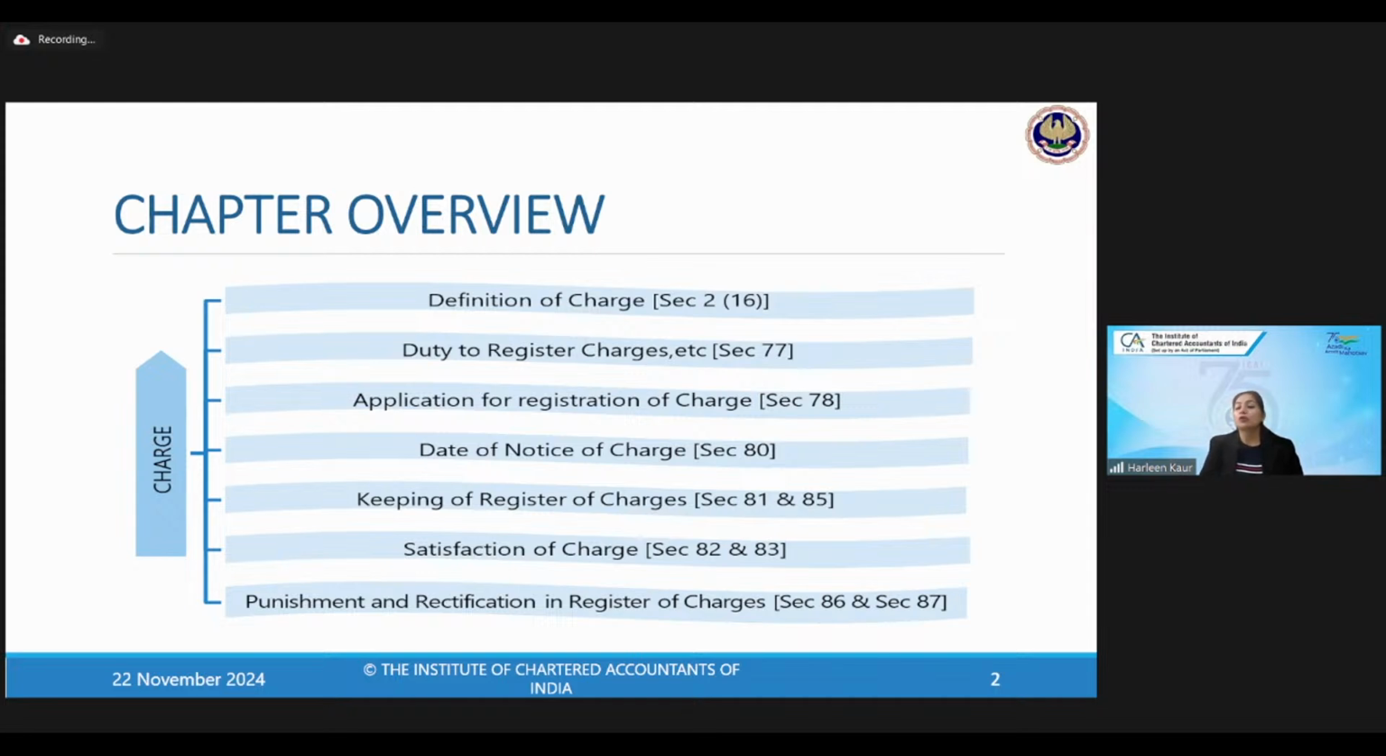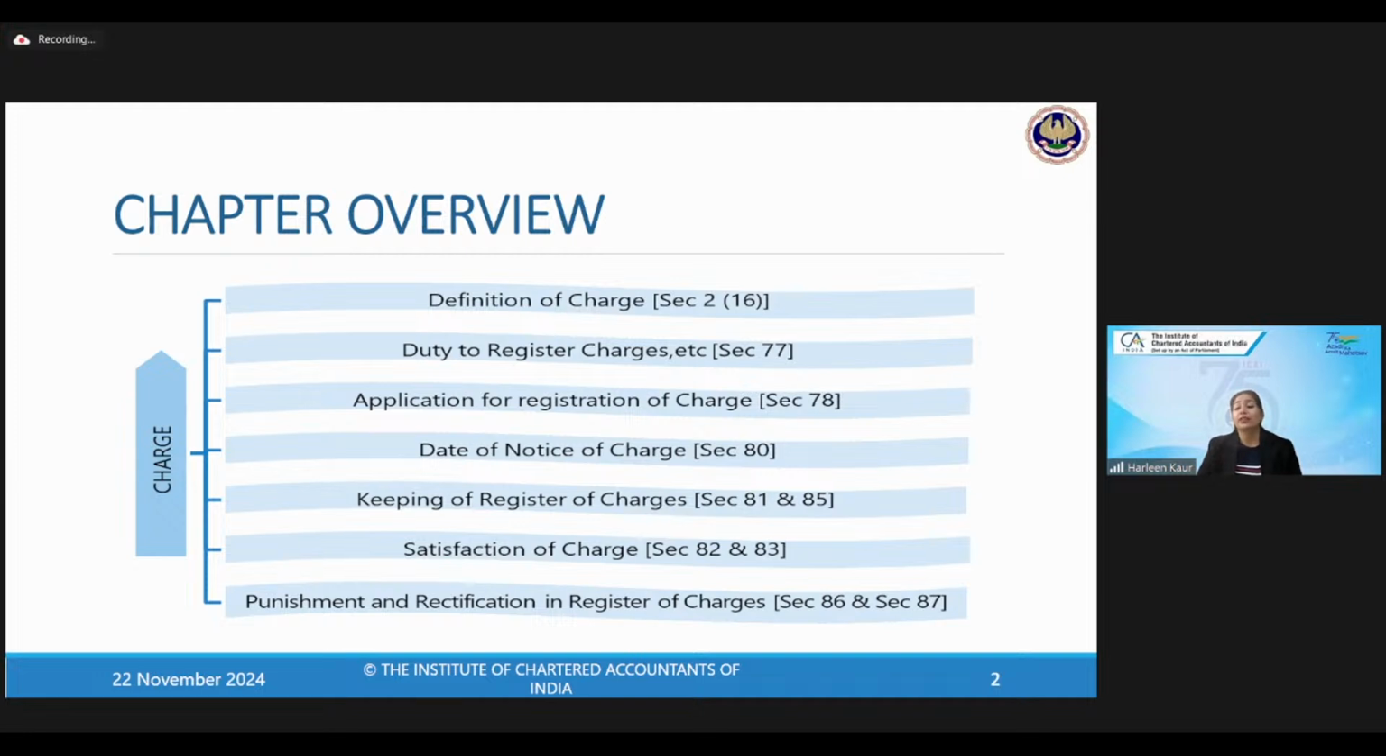81 and 85 talk about the register of charges. You remember I did MGT with you, Management and Administration. We talked about so many registers, maintaining the register of members, register of foreign companies. Similarly, the register for charges is also to be maintained and preserved for a period of 8 years. So that is what we'll understand in section 81 and 85.